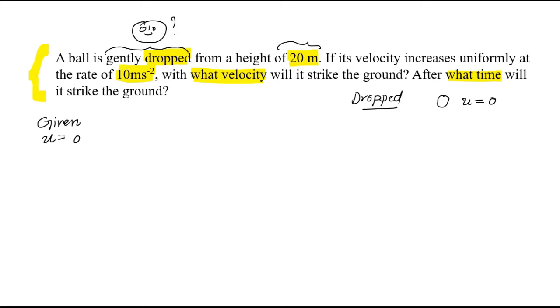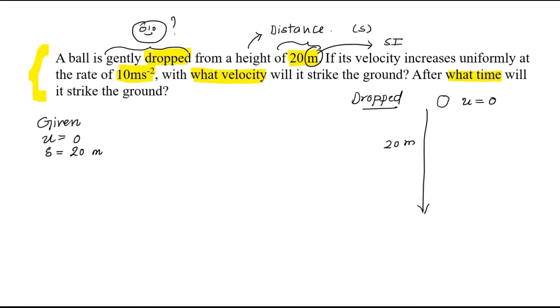Now, from the height of 20 meter. The height here, in the sense, it's a distance. And what is the symbol used for distance? It's a small s. So the second information which is given is distance, which is 20 meter. Look at this: meter is an SI unit of distance. You have to be very particular and read through these sentences and see whether all the units are expressed in SI units or not.